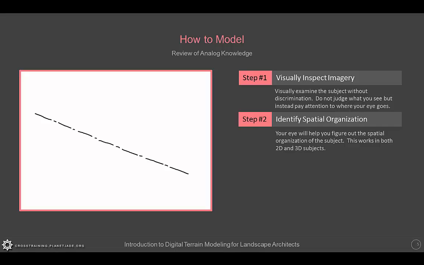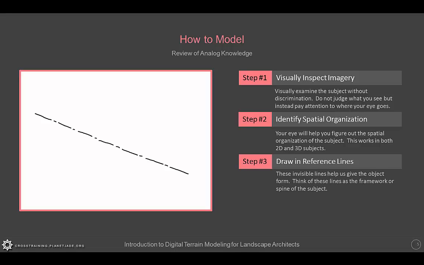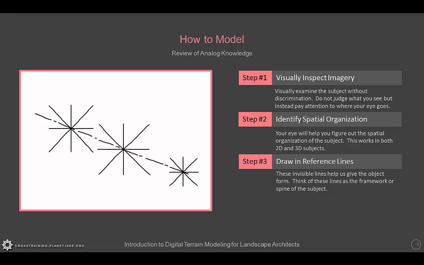So we have our little linear line there, which leads into the third step, which is to draw in reference lines. These are usually invisible lines. These are things you don't usually keep in a sketch that help us give the object form. So think of these as lines that we would use for a framework or the spine of our subject. So that's what those are.